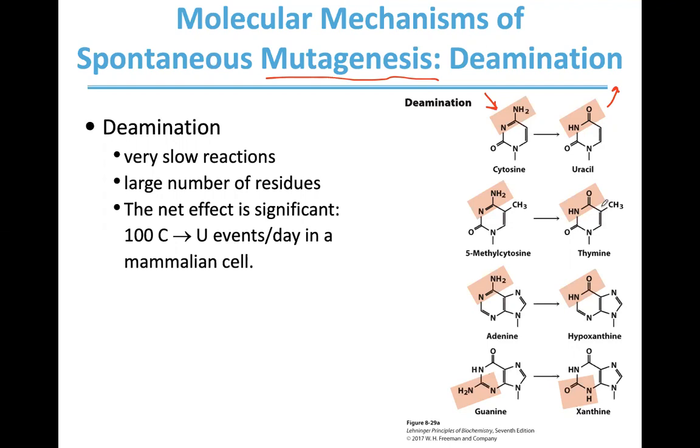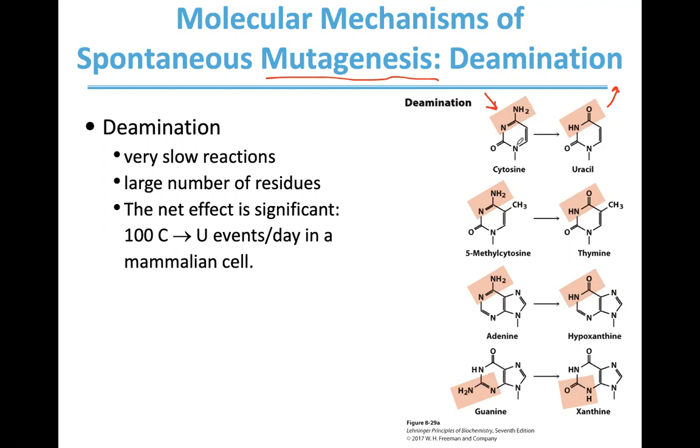But if you have thymine instead of uracil, you know that if there is uracil in DNA, that's clearly not part of the genetic code. The only way uracil can find its way into DNA is through deamination of cytosine.